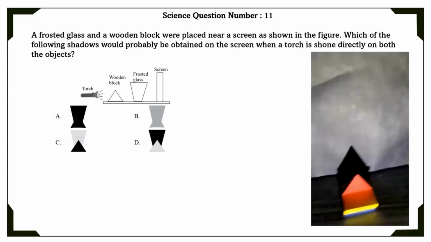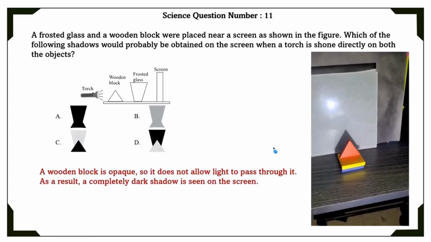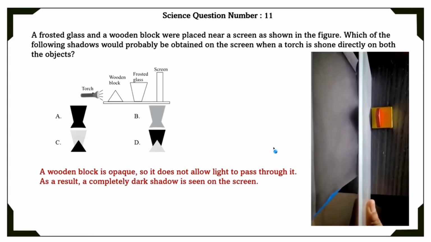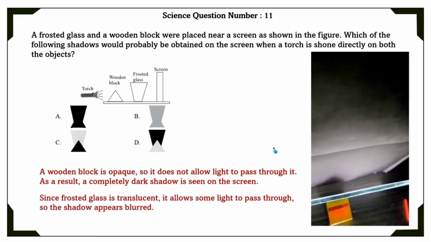Science question number 11. A frosted glass and a wooden block were placed near a screen as shown in the given figure. Which of the following shadows would probably be obtained on the screen when a torch is shone directly on both the objects? A wooden block is opaque, so it does not allow light to pass through it. As a result, a completely dark shadow is seen on the screen. Since frosted glass is translucent, it allows some light to pass through, so the shadow appears blurred. So the correct option is the C option.